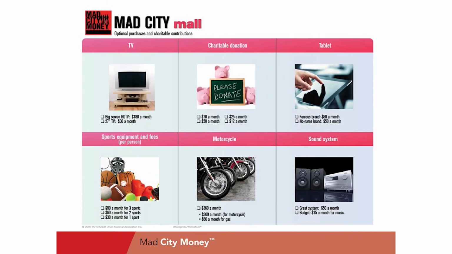Next is the Mad City Mall. These are optional purchases and charitable contributions. If you want to buy a TV, you can select a big screen or a 27-inch TV, depending on your budget. There's charitable donations. You can decide if you want to do that as well. If you want a brand new tablet, sports equipment and fees, these are per person. If you want to purchase a motorcycle or a sound system, you can make those selections now.